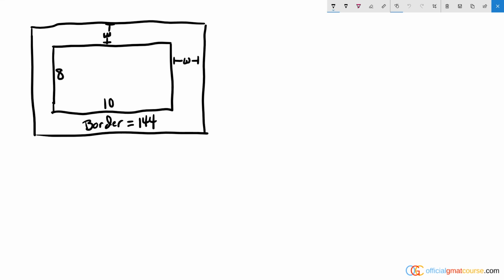So the most important thing to think about in this question, and it's something I say a lot, is that areas are additive. And I know that the area of this interior component is 80 because it's 8 by 10. And I know the border has an area of 144. So I know the area of the entire shape along the outside edges would be 80 plus 144. And 80 plus 144 is going to give us 224.